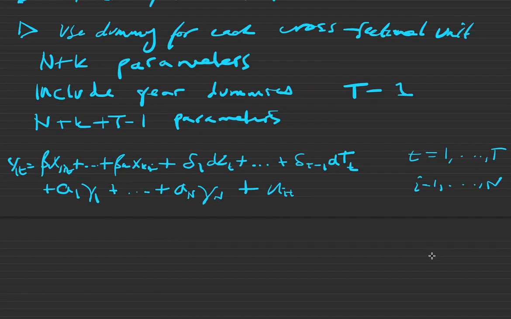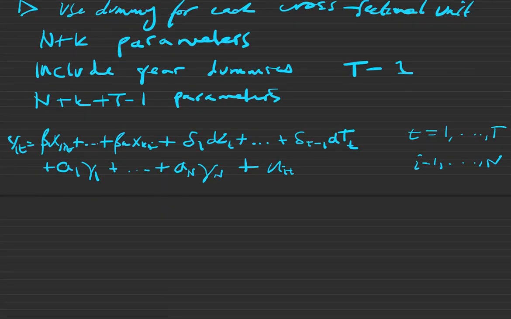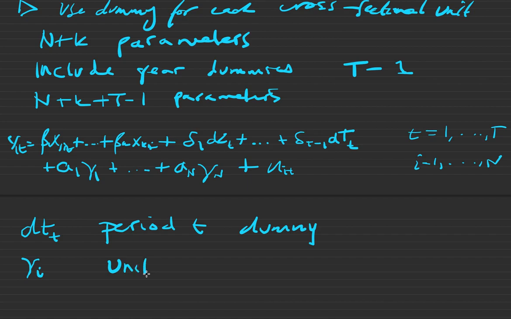So again, the d_t, this is the period t dummy, and the gamma_i is the unit i dummy.